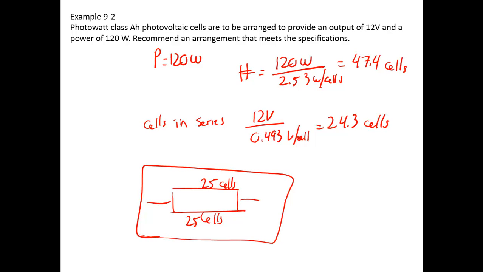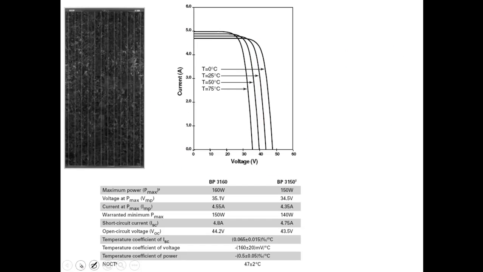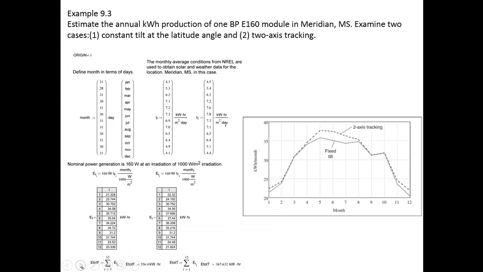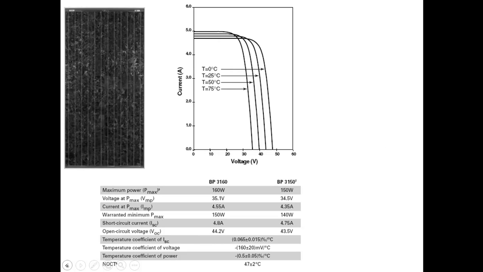Now, there's one other interesting example problem that I want to use more as an illustration rather than actually going through it. This slide also looks at some performance factors for other voltaic cell models. But the example problem I just wanted to illustrate is example 9.3. This particular problem says, estimate the annual kilowatt-hour production of one BP E160 module. That would be the module from the prior slide.